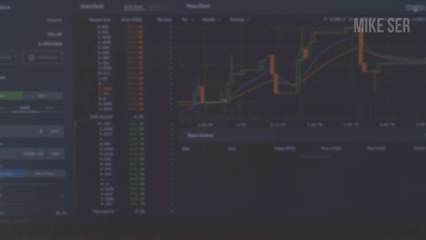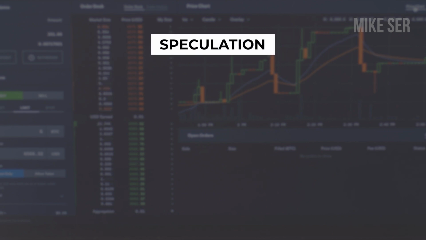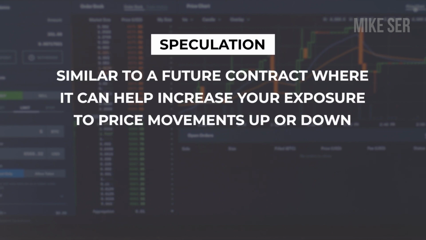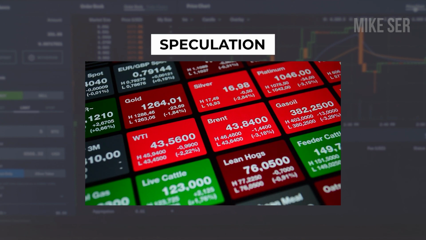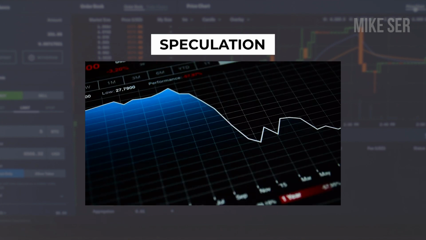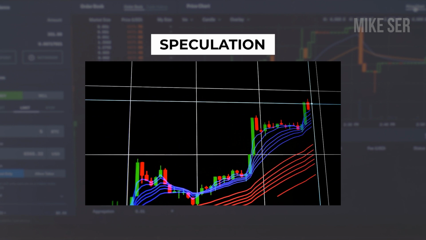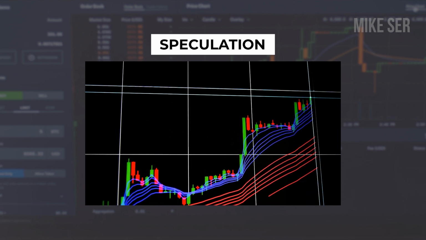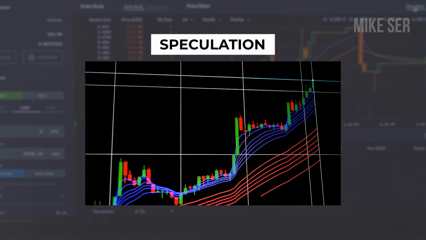The other purpose is for speculation purposes. So similar to a futures contract, where it will help increase your exposure to price movements either up or down. So let's just say, for example, if you believe the oil price will go down, you can buy a CFD contract that goes up in value when the price of oil goes down.